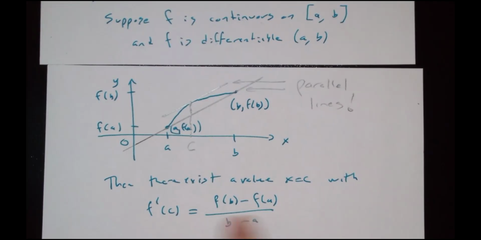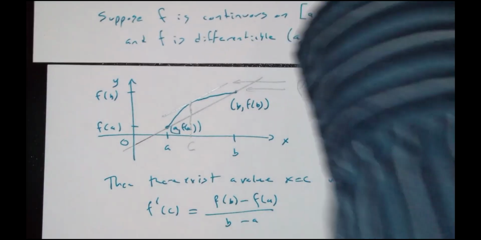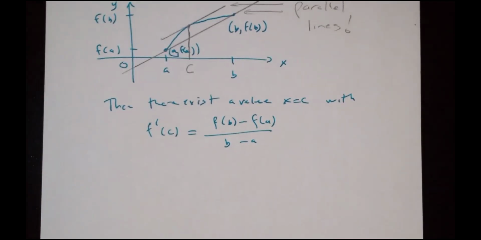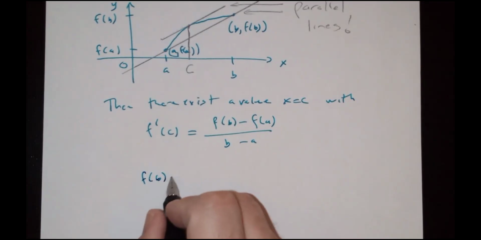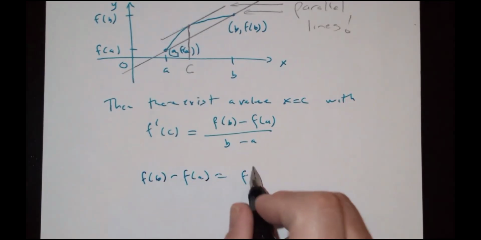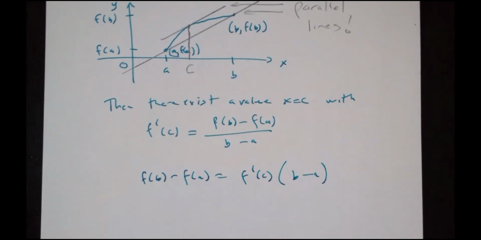You will often see this expression rearranged. And so instead of writing f prime of C equals, we'll write f of B minus f of A is f prime of C times B minus A. Change in Y equals slope times change in X. Well, now I can do these same sorts of things with the mean value theorem as opposed to with Rolle's theorem. I can ask, where does this happen?